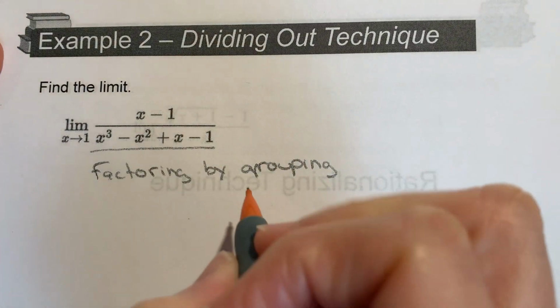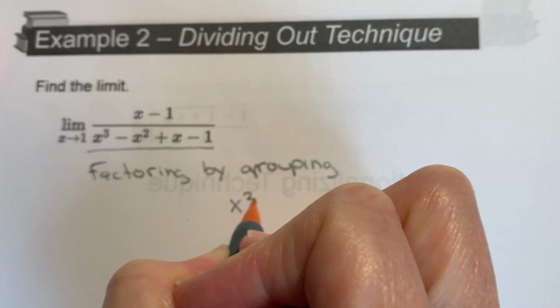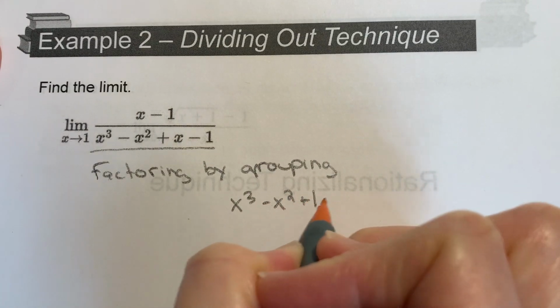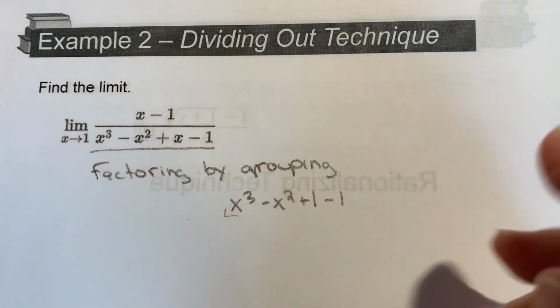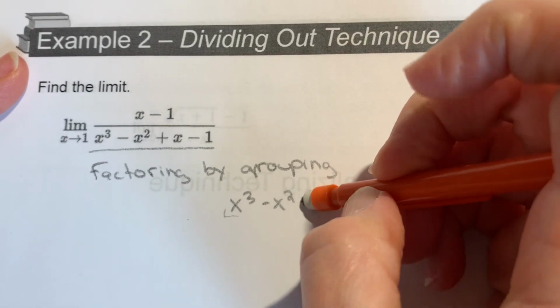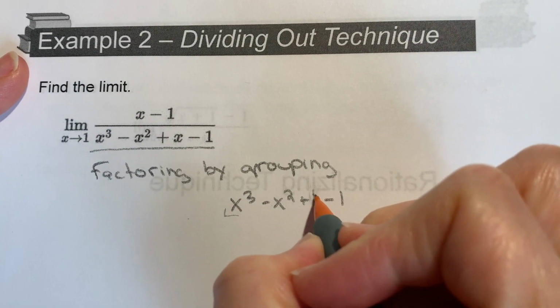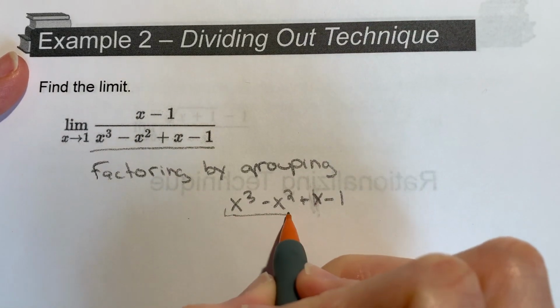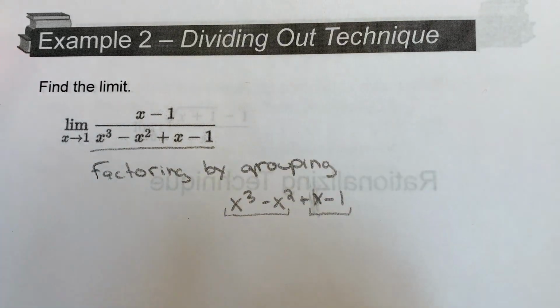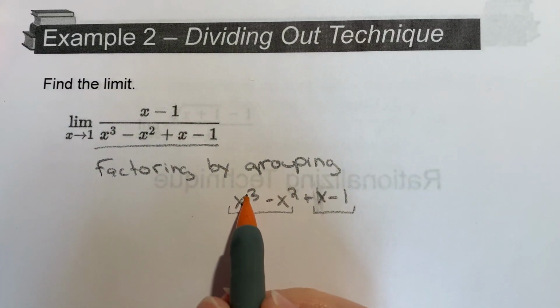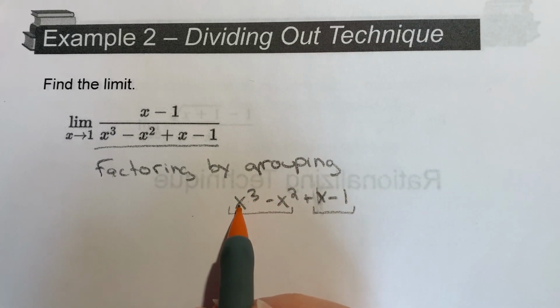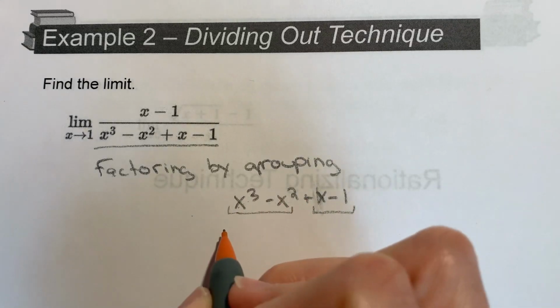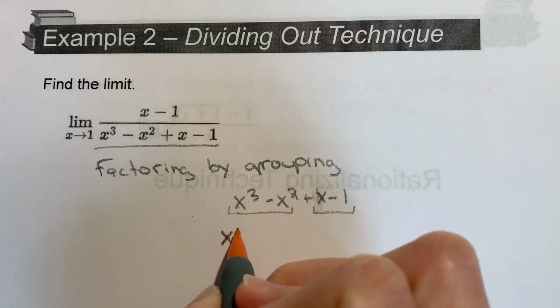All right, so I'm going to start with x to the 3rd minus x squared plus x minus 1. If you have these 4 terms, you can separate it almost into two groups. Out of these first two terms, I want to factor out that common factor of an x squared. This term has 3 x's, this term has 2. So what do they both have in common?